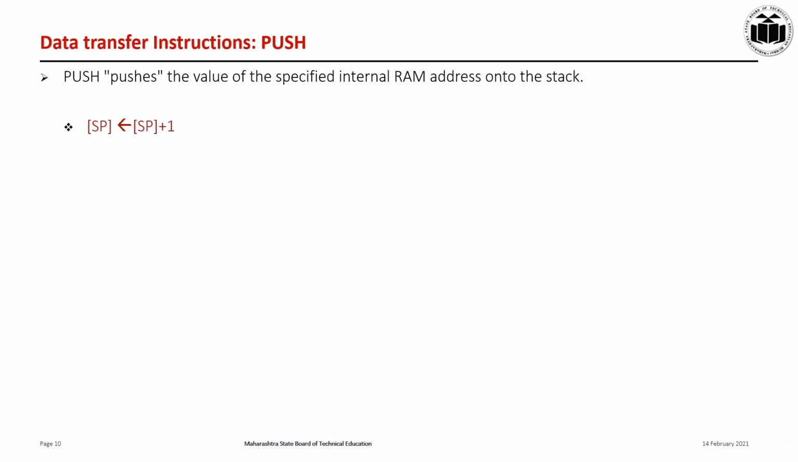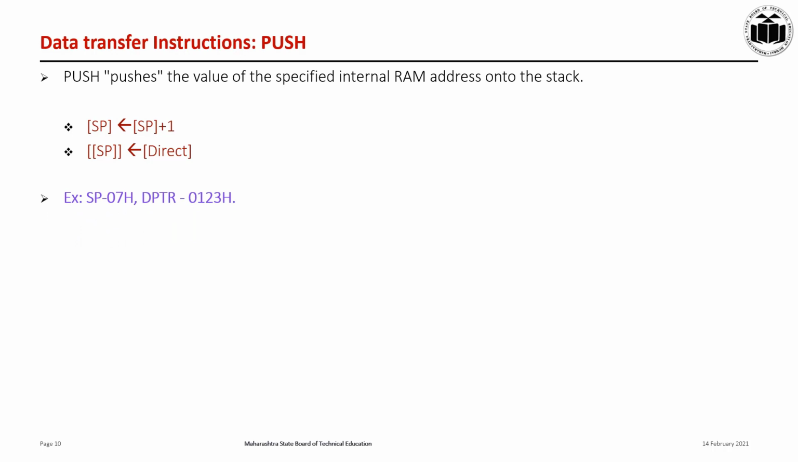PUSH instruction pushes the value of the specified internal RAM address onto the stack. This instruction first increments the value of stack pointer by 1 and then takes the value stored in internal RAM address and stores it in internal RAM at the location pointed by the incremented stack pointer.